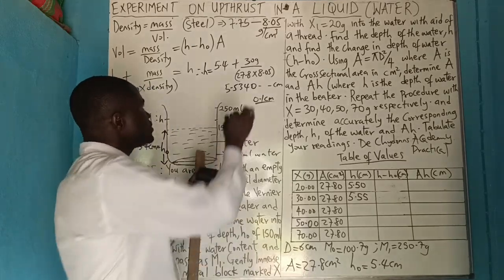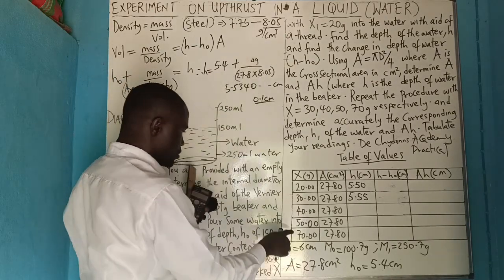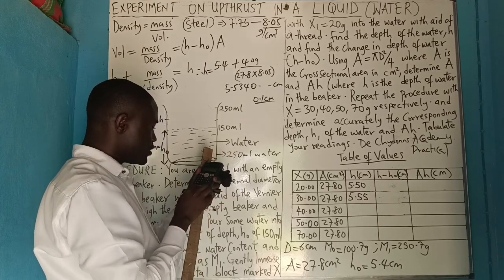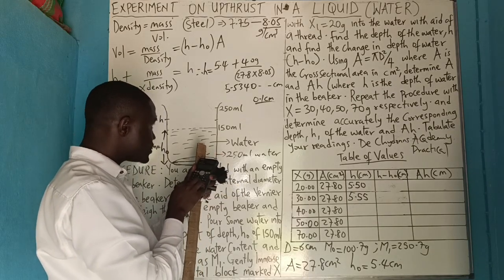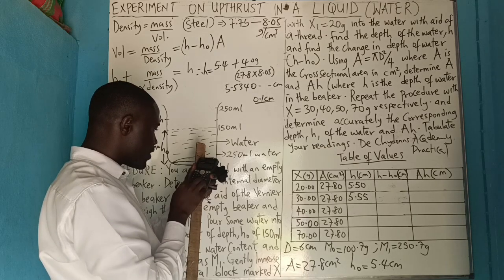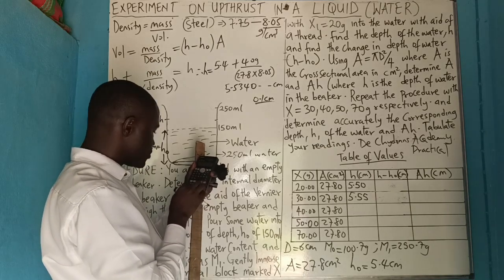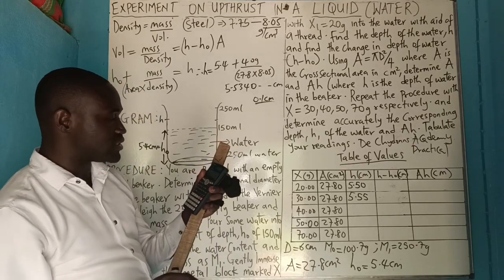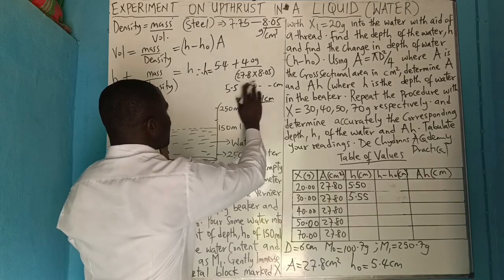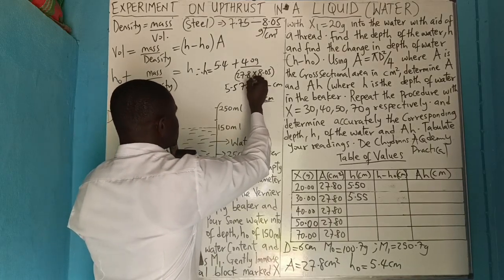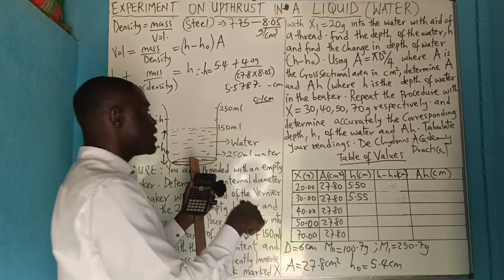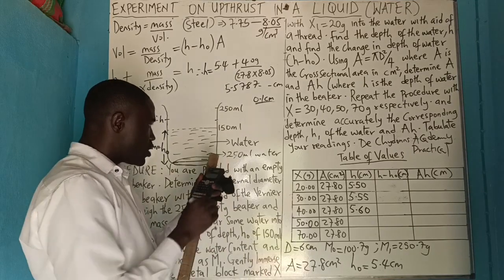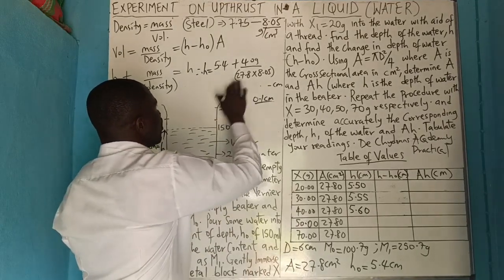Okay, we change here to 40. 40 divided by bracket 27.8 times 8.05 plus 5.4, 5.578. This will give you 5.5787. We approximate it to 5.6. Then we go again. We change it to 50.